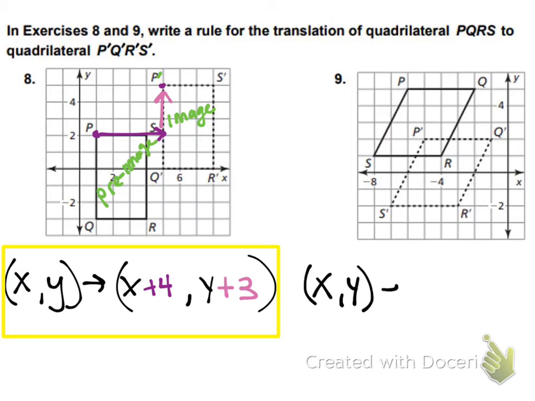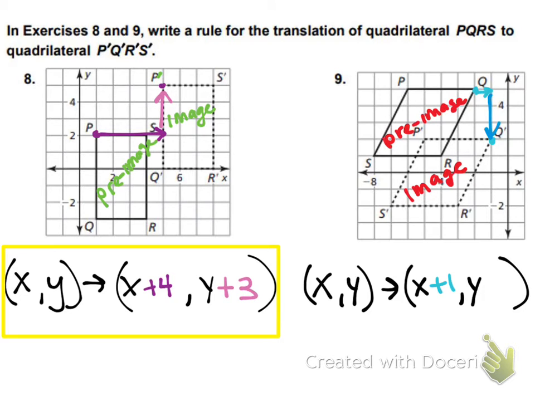Write a rule for the second. So again, your image is the new one. And then your pre-image is the old one. So pick a letter to compare. Q, sounds good. So to get from Q to Q prime, do we have to go left or right? To the right one, which would be plus 1. And then we have to go down 3, which would be negative 3. And minus 3. Good.